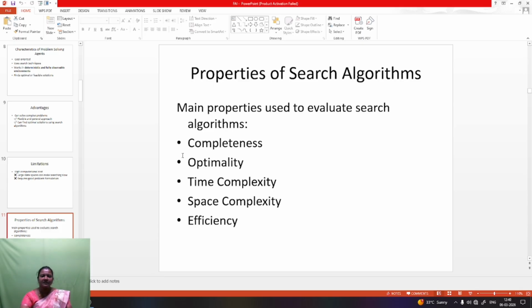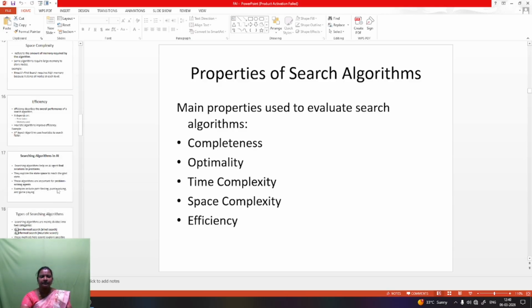Optimality. Optimality means the agent surely provides the optimum solution. Optimum solution means it provides the least path, the best path, and the best possible solution. Time complexity means the time taken to reach the goal. Space complexity means the space occupied by the nodes. Then efficiency.